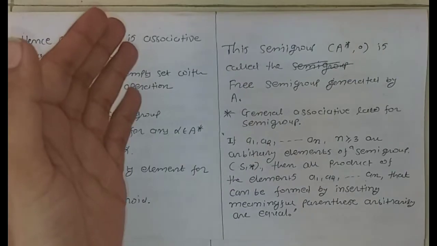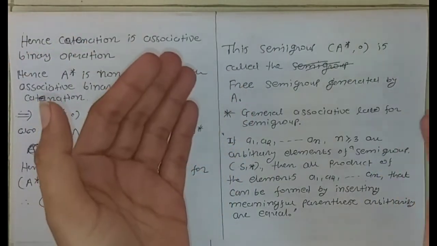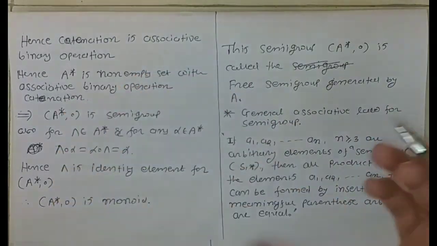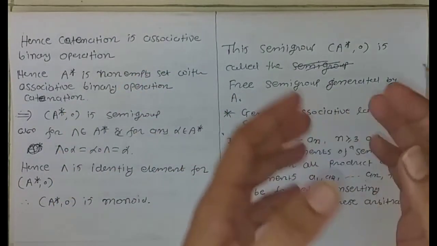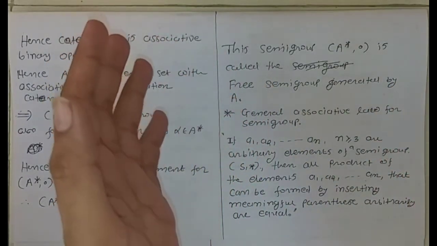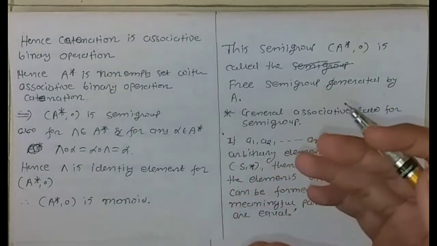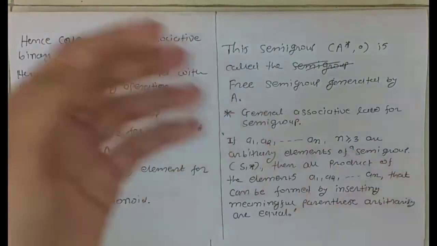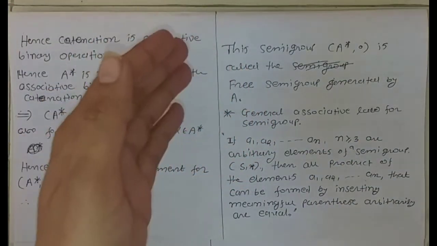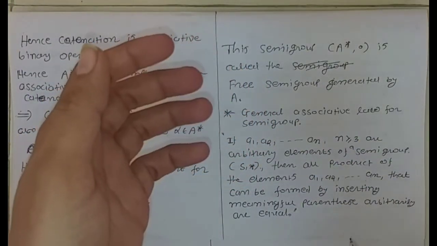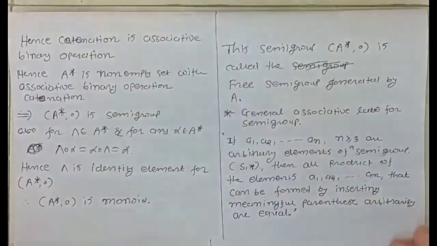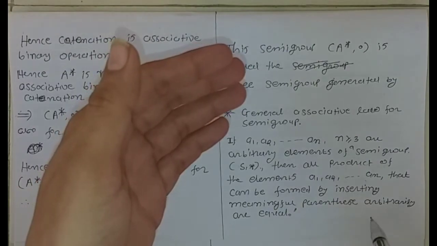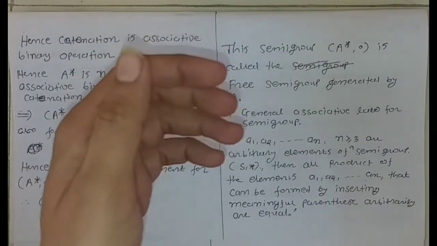What does it want to say? We have given a semigroup A star and a finite number of elements from this semigroup. The minimum number is 3. Okay, minimum 3 elements we have given, and for the maximum there is no limit. Then all the products of the elements a1, a2, ..., an that can be formed by inserting meaningful parentheses arbitrarily are equal.